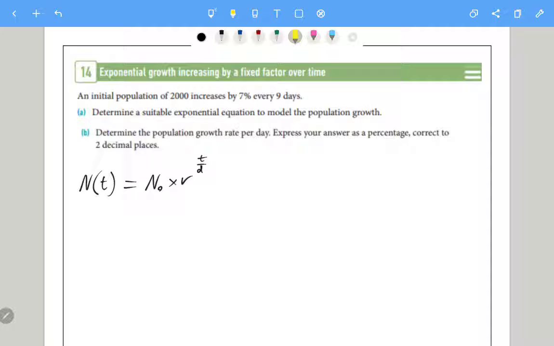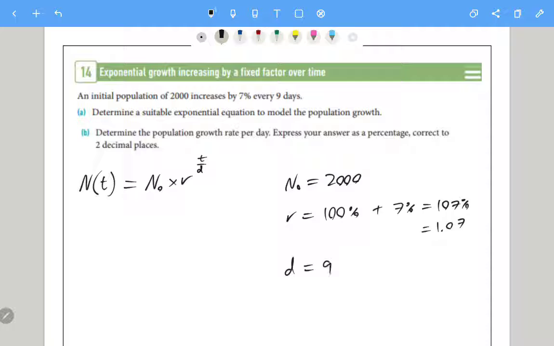An initial population of 2,000, n0 equals 2,000, increases by 7%. So increasing by 7% means that we're starting with 100%, we're increasing it by 7%, and so we get 107%, or 1.07 as our growth factor, every 9 days. So that means d is equal to 9. Alright, so that means our model would be N of t is equal to 2,000 times 1.07 to the power of t over 9.